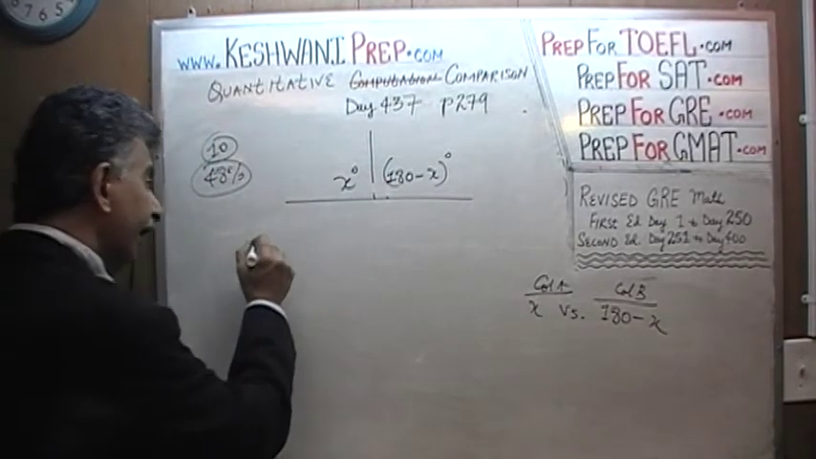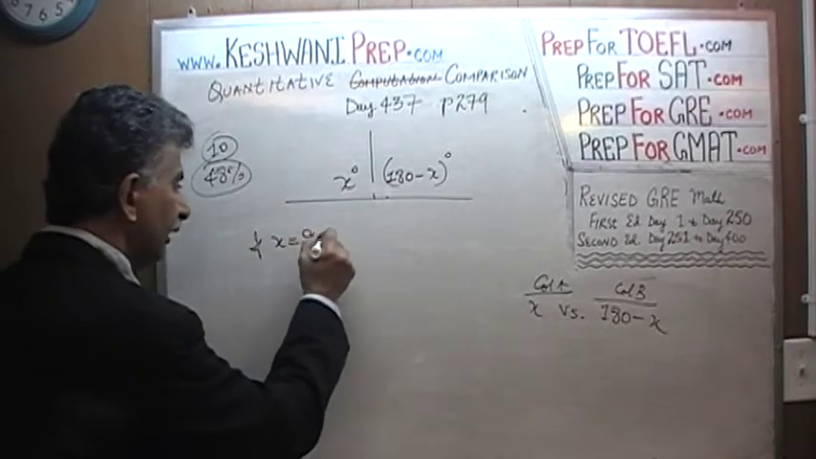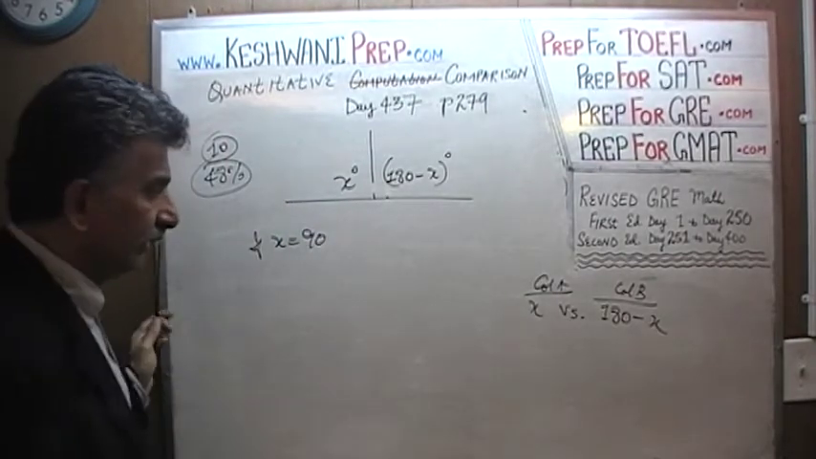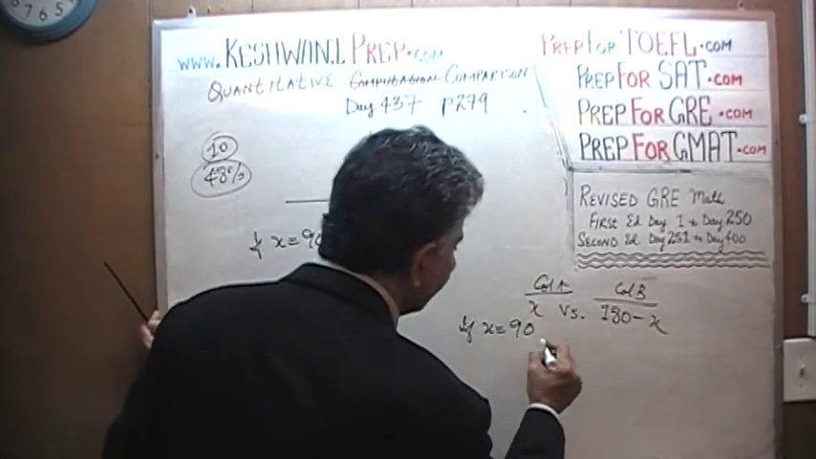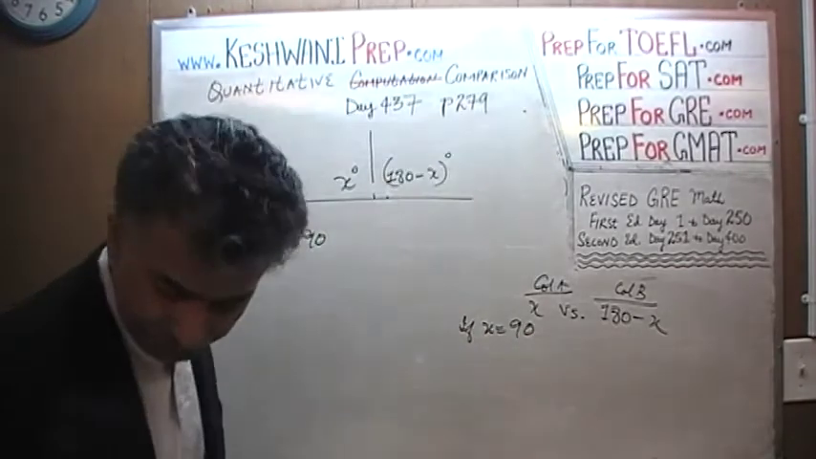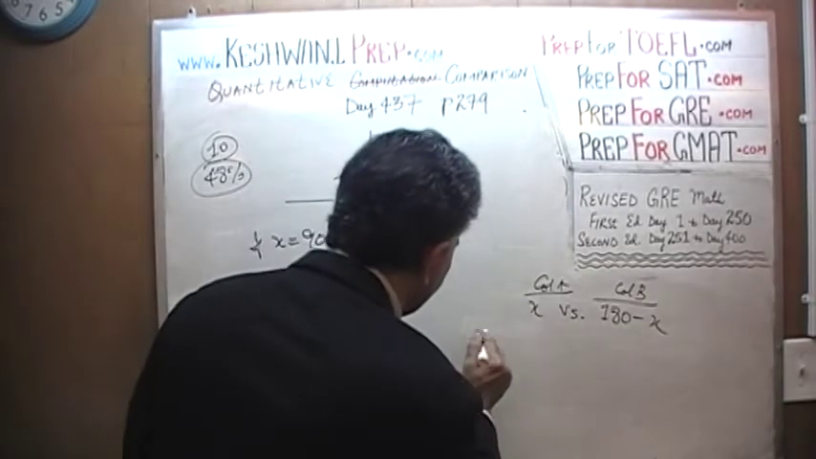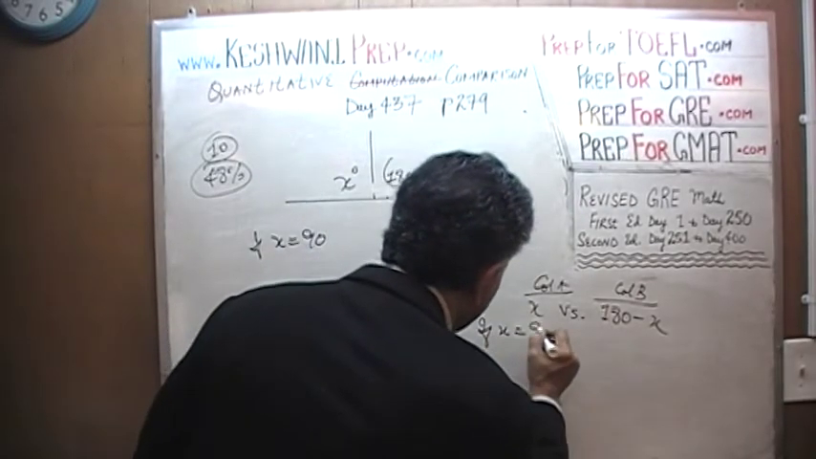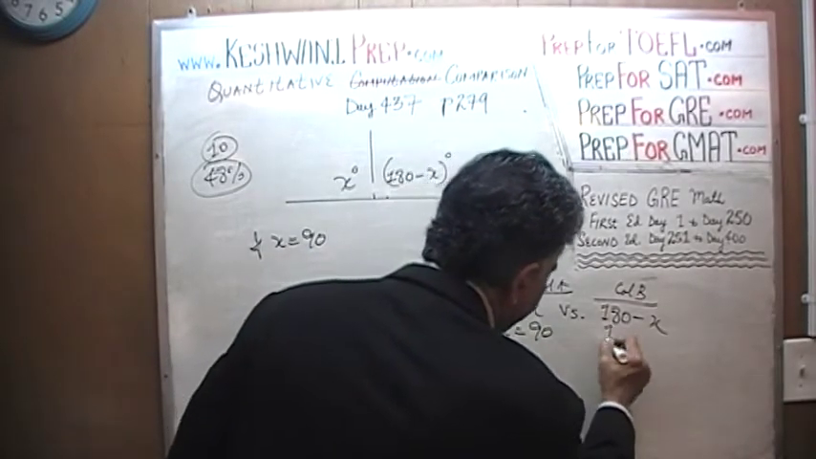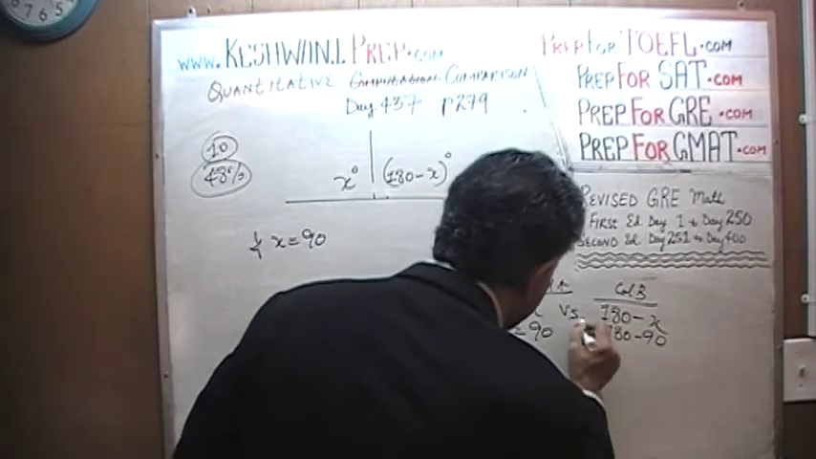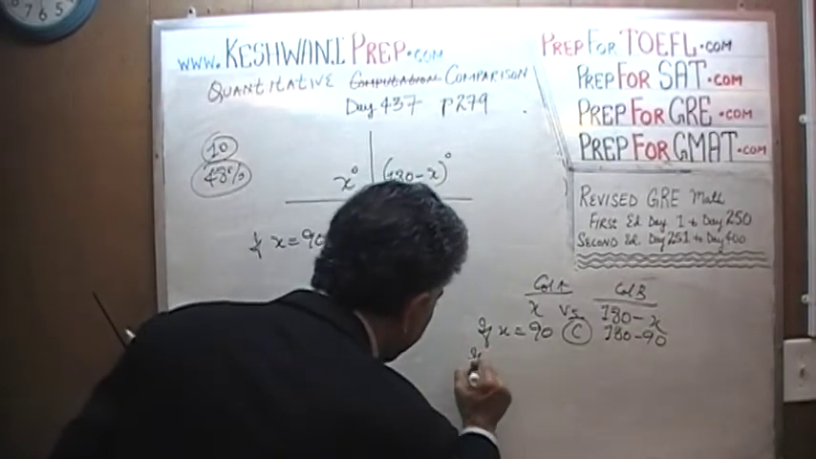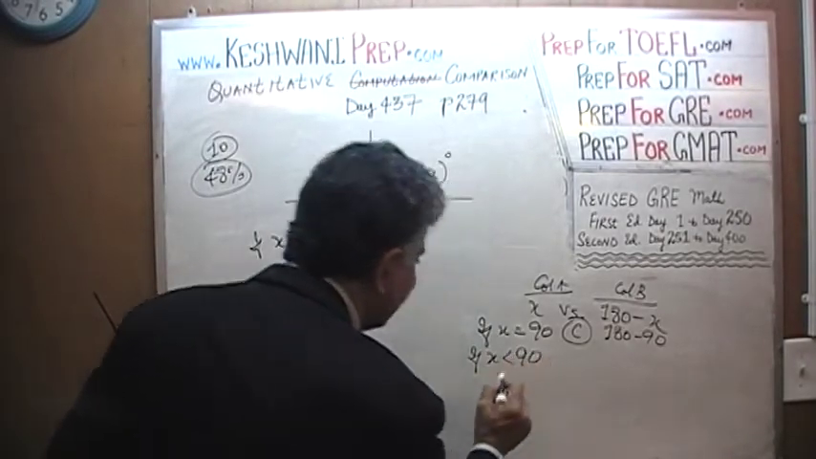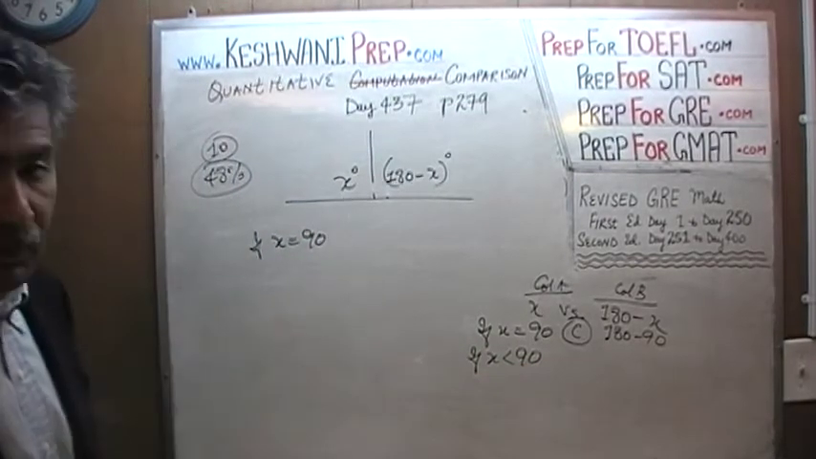So if x happens to be 90, we do not know that. If x happens to be 90, then the answer will be C. If x equals 90, then 180 minus 90 is 90, in which case the answer would be C. We don't know. Maybe x is 89 degrees. We can't tell by looking at it with our eyes.